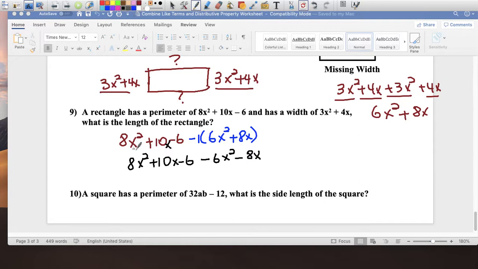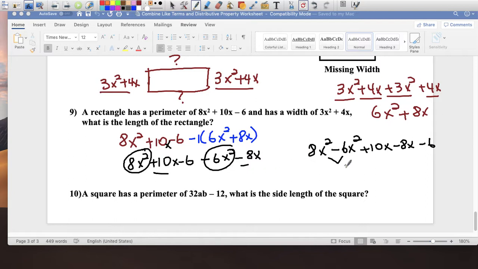I can. There's this guy here that I'm going to combine with this. So let me write that on the side. 8x squared minus 6x squared. And then 10x minus 8x. And then finally, all the way at the end, the minus 6. So these two become 2x squared. 10x minus 8x is positive 2x. And minus 6. So that's what I know.